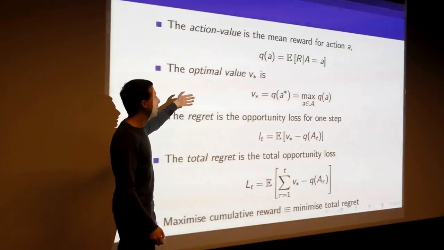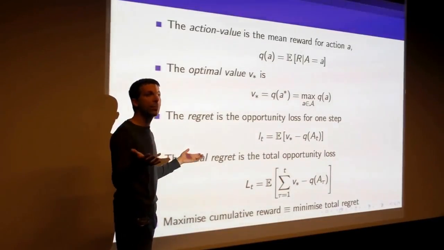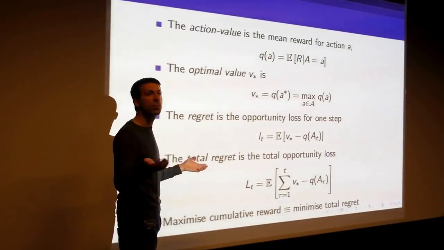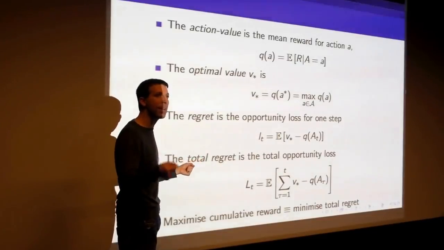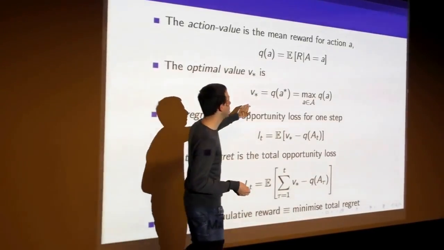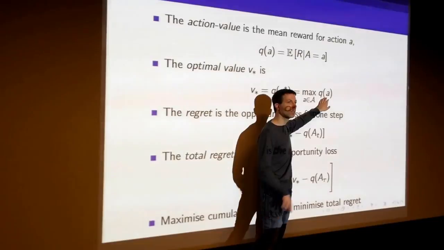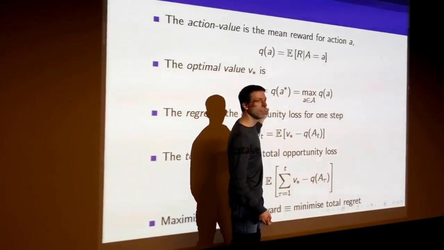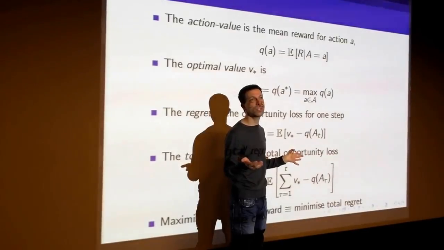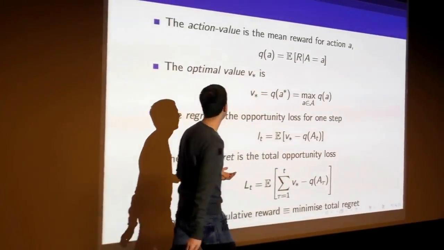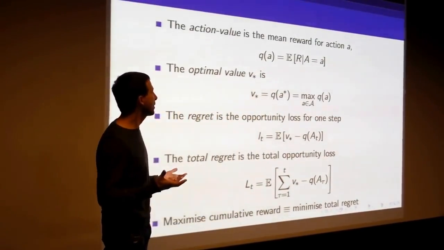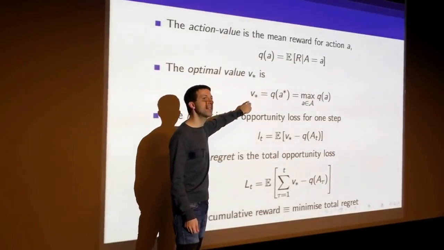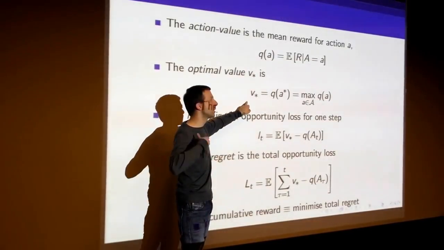And the optimal value is the best that we could possibly do. If we knew which machine paid out the most, we would just always pick that machine again and again and again. So we would basically get the max of all our Q values because we'd always just choose the machine with the maximum payout. And that's the V star. That's the best we can do in this domain. We can just keep getting V star again and again and again. So the regret then is how much worse we do than V star. So V star is the best we could possibly get.